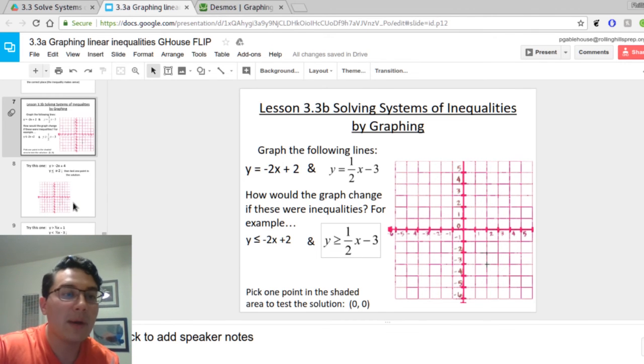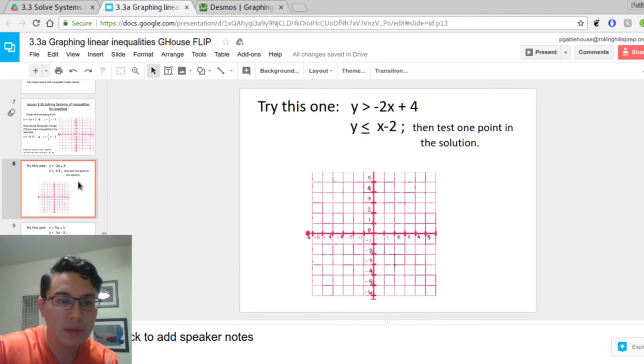I would like you guys to try this on these next couple of ones. I want to keep this video a little bit short because the videos are running longer than I want them to. Why don't you go ahead and try this one here? Remember, use the same process as we did in the previous one. You're going to graph both lines, then shade appropriately, and then test one point. Pick one point in the area where the two shaded regions overlap, and test it in both inequalities and see if it works out.